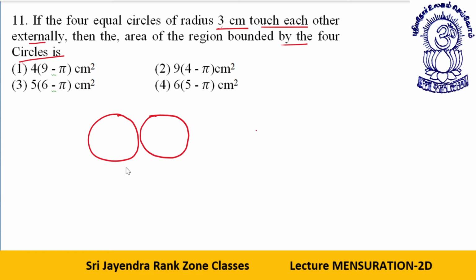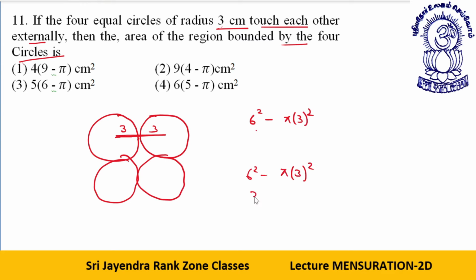Your answer will be 6 square minus pi into 3 square directly. 6 square minus pi into 3 square, that is 36 minus 9 pi. Your answer will finally be, taking 9 common, 9 into 4 minus pi. Option number 2. This is the direct shortcut.